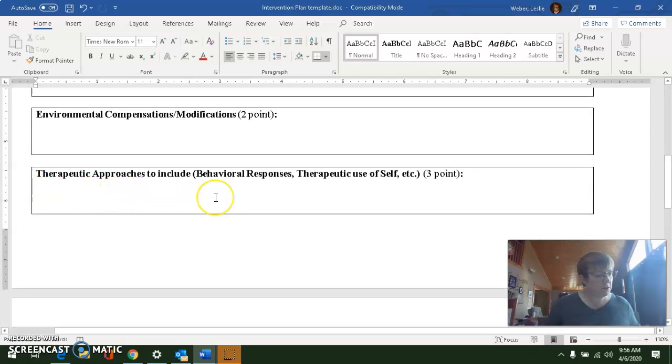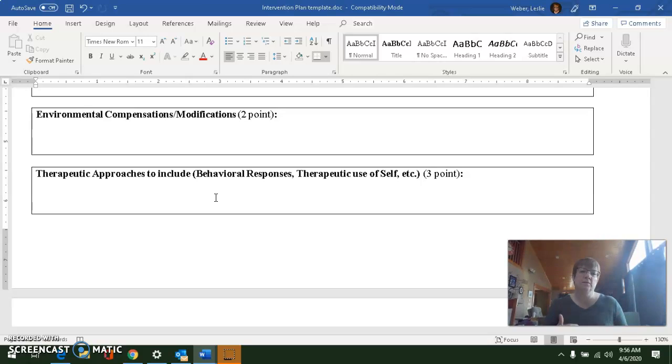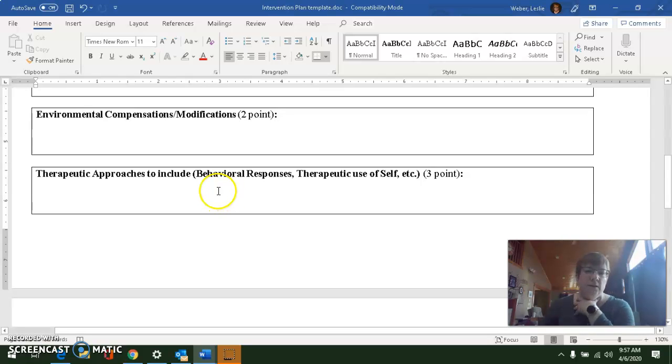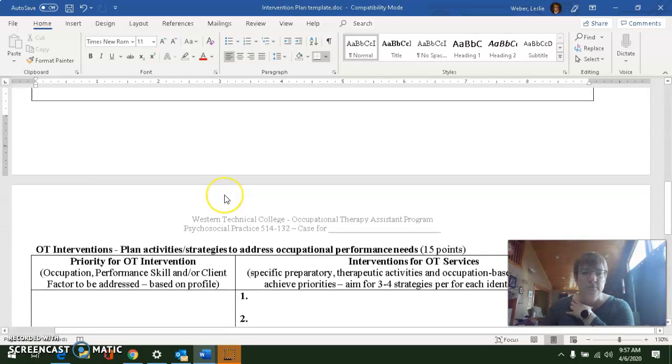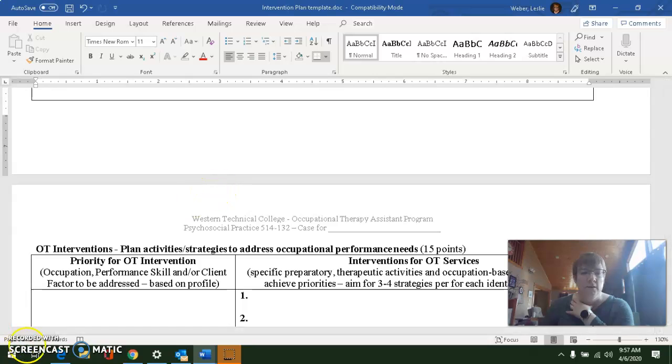So therapeutic approaches, again, review your OT practice framework. Approaches can be table 8, but it can just be anything that you feel is going to be helpful for you to remember in terms of how you're going to approach your treatment with Glenn, okay? Just some things to keep in mind. All right, I'm going to pause the video there before we move on to the next part.